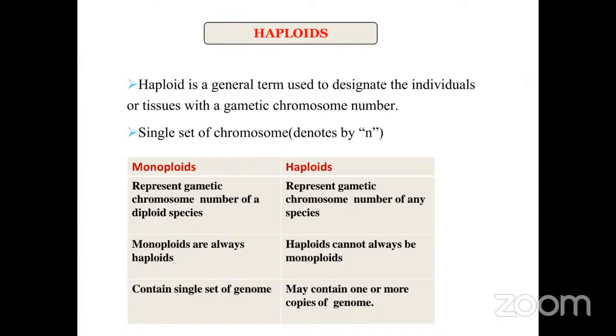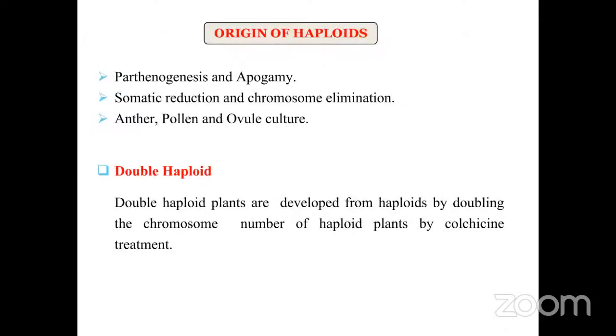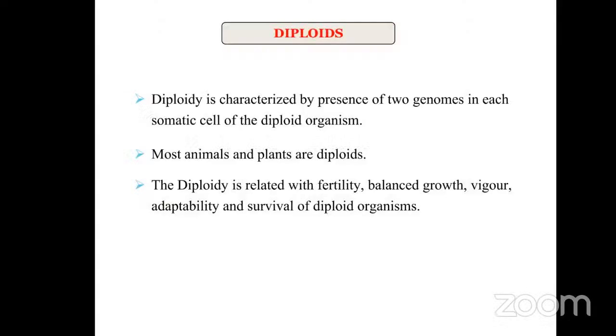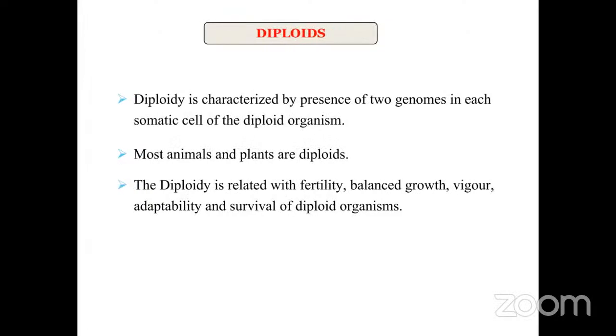Monoploids are always haploids. It contains a single set of chromosomes. It may contain one or more copies of the genome, because in case of polyploid, haploid is represented by the small n symbol. Then diploid is characterized by the presence of two genomes in a somatic cell. Two genomes means 2n.